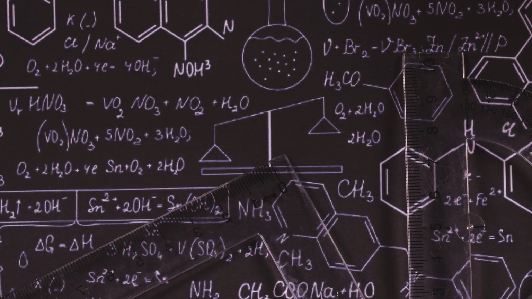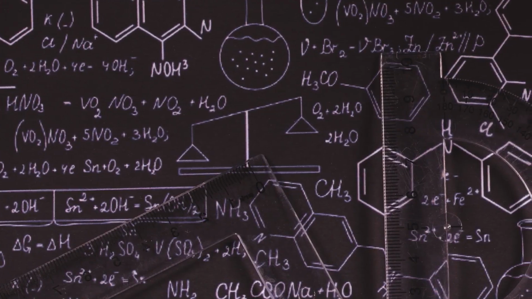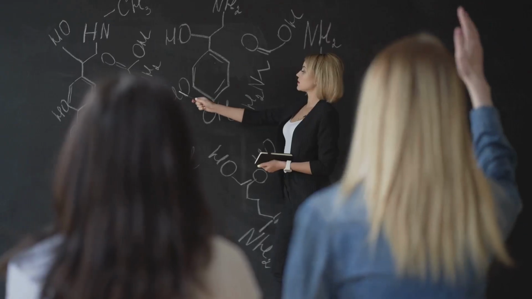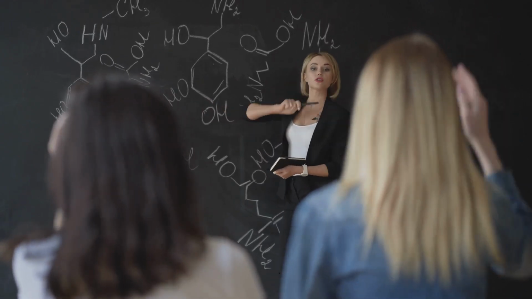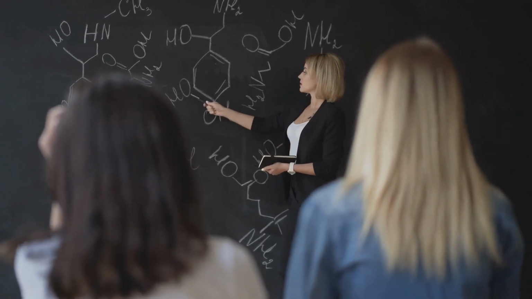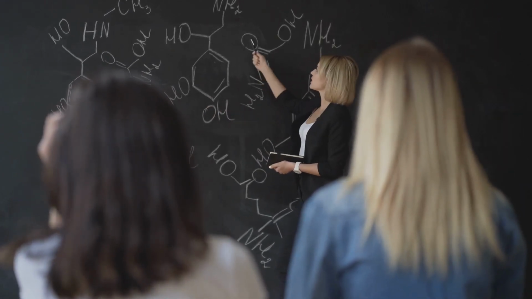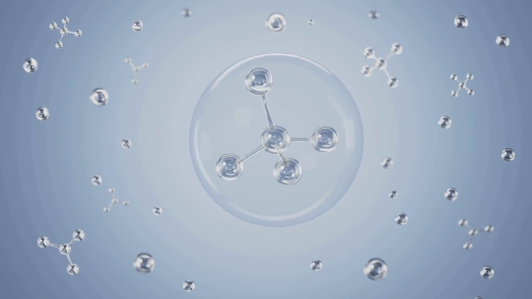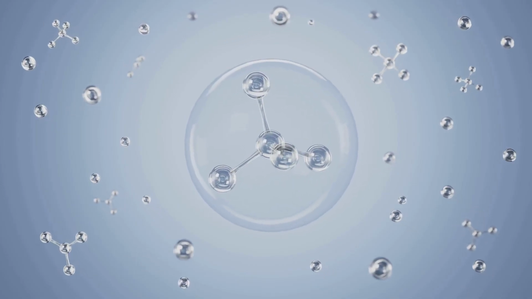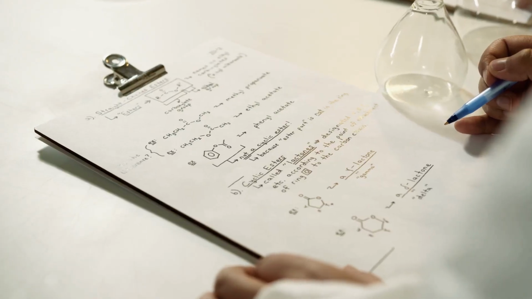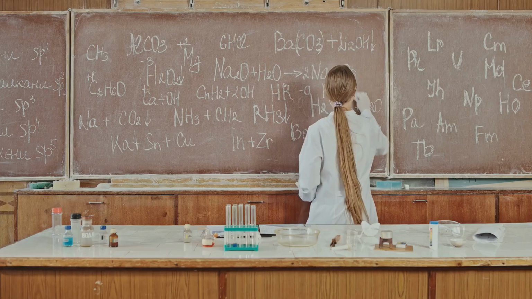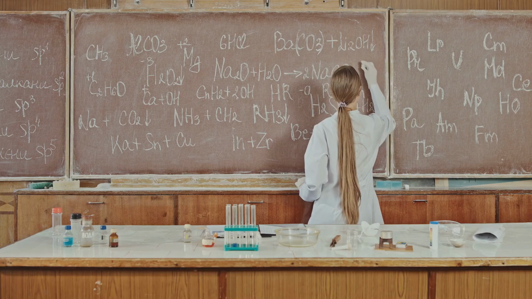For example, let's look at the chemical equation for photosynthesis, which is the process by which plants convert sunlight into energy. The equation for photosynthesis is 6CO2 plus 6H2O produces C6H12O6 plus 6O2. In this equation, carbon dioxide, CO2, and water, H2O, are the reactants, while glucose, C6H12O6, and oxygen, O2, are the products. Now let's analyze this equation to see how mass is conserved.